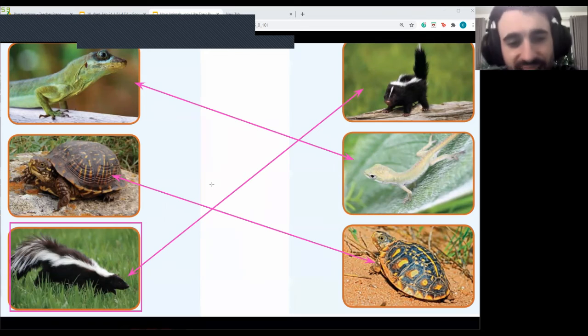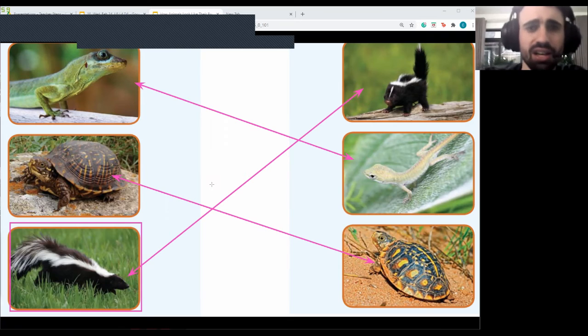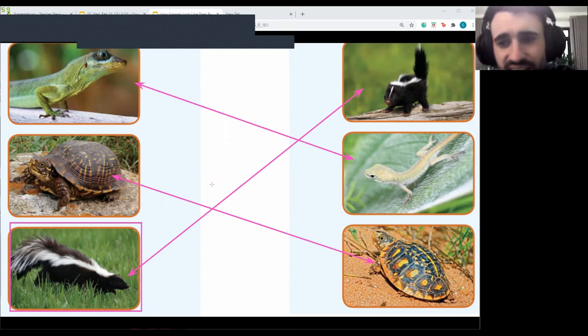In the United States, we have skunks. And sometimes they accidentally get hit by a car. And you'll smell them from very far away. You could be kilometers away, and you can smell the skunk. Skunks smell really, really bad.